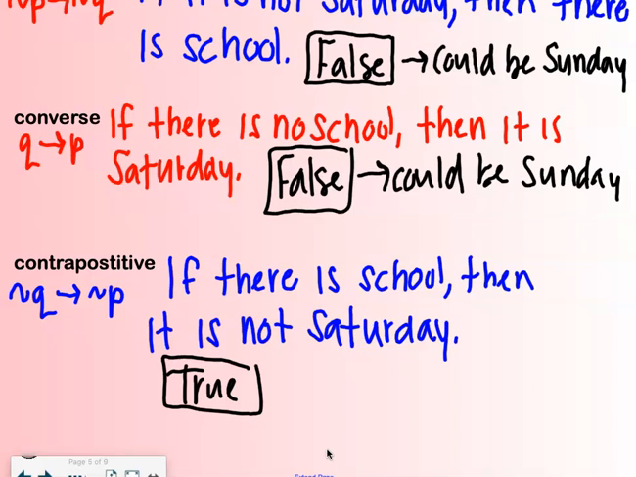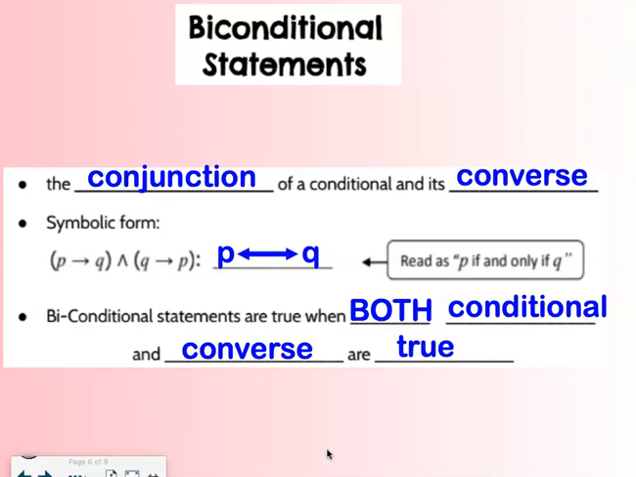Okay, the last thing we're going to talk about today is a biconditional statement. This is when the conjunction of a conditional and its converse are true. So in symbols, this reads as P if and only if Q. And again, this is only true when both your conditional and your converse are true. If one of them is false, then we already know our biconditional is false.